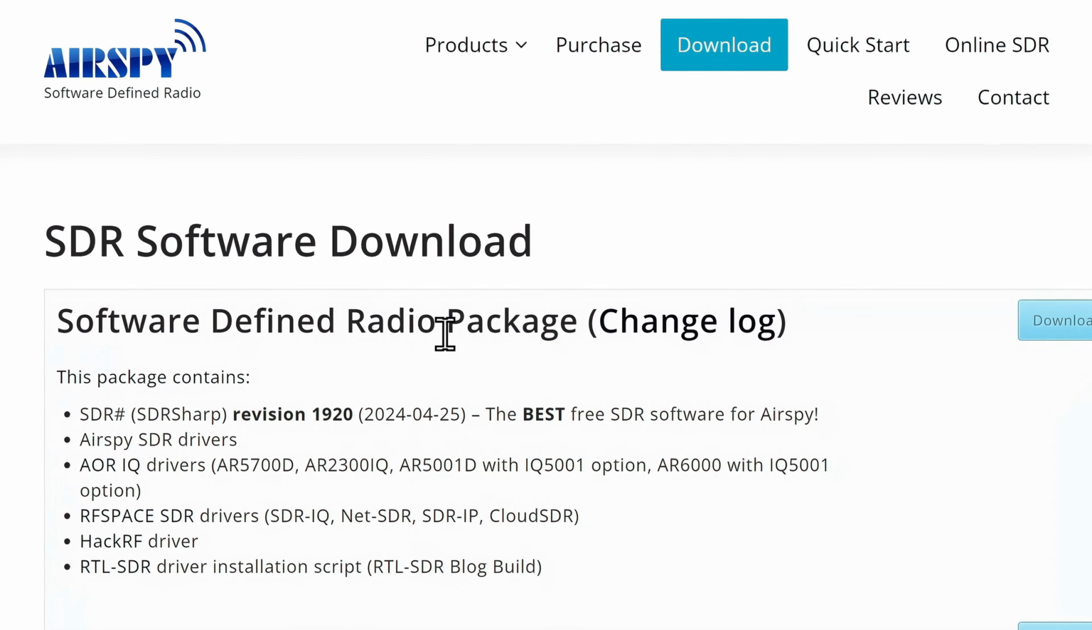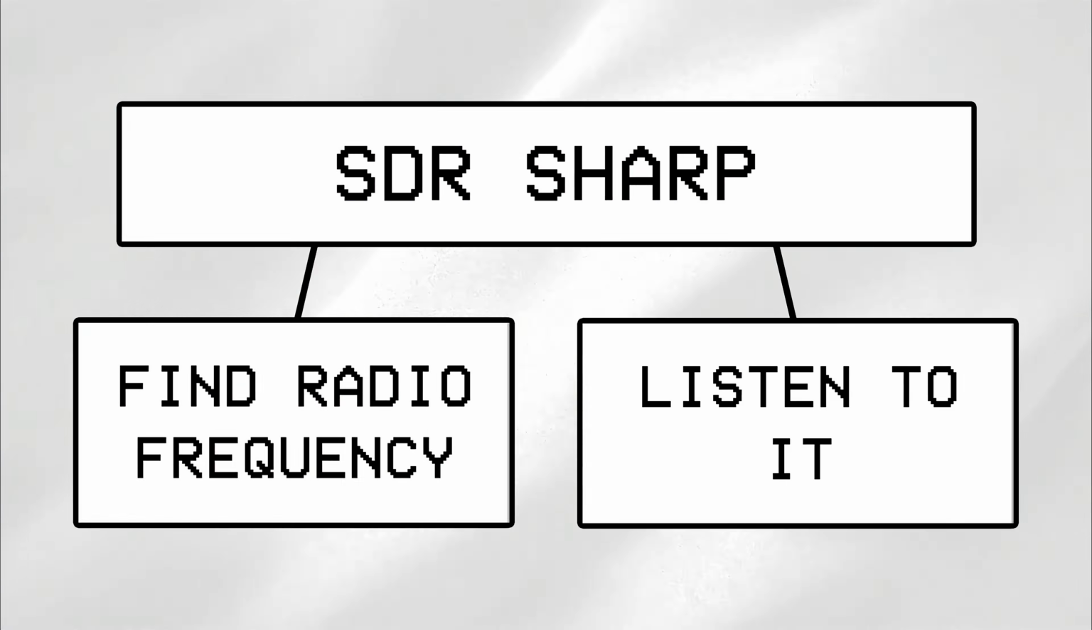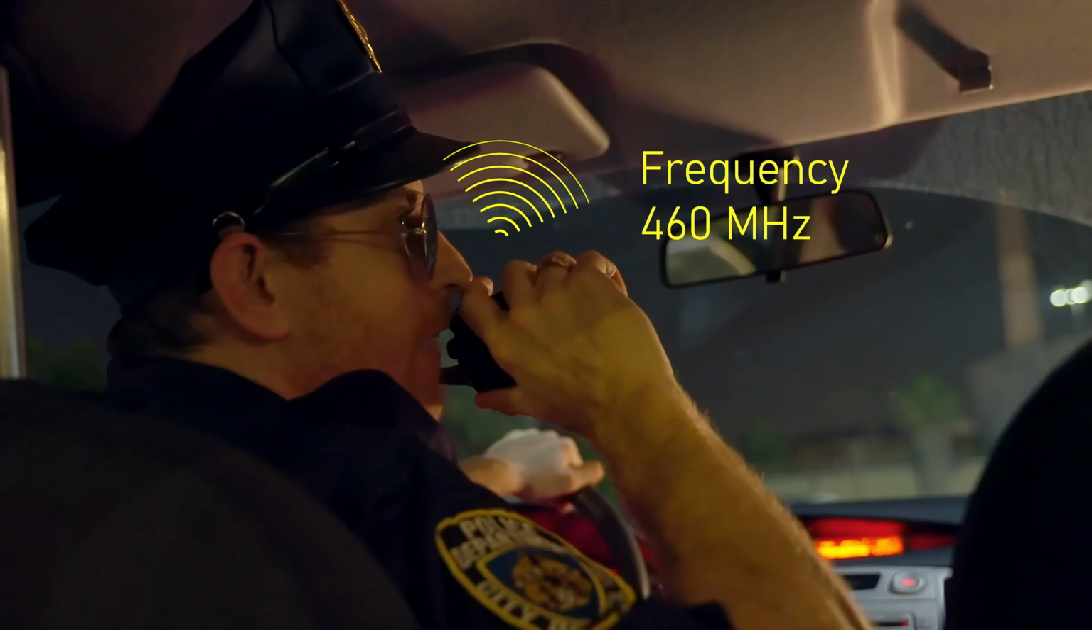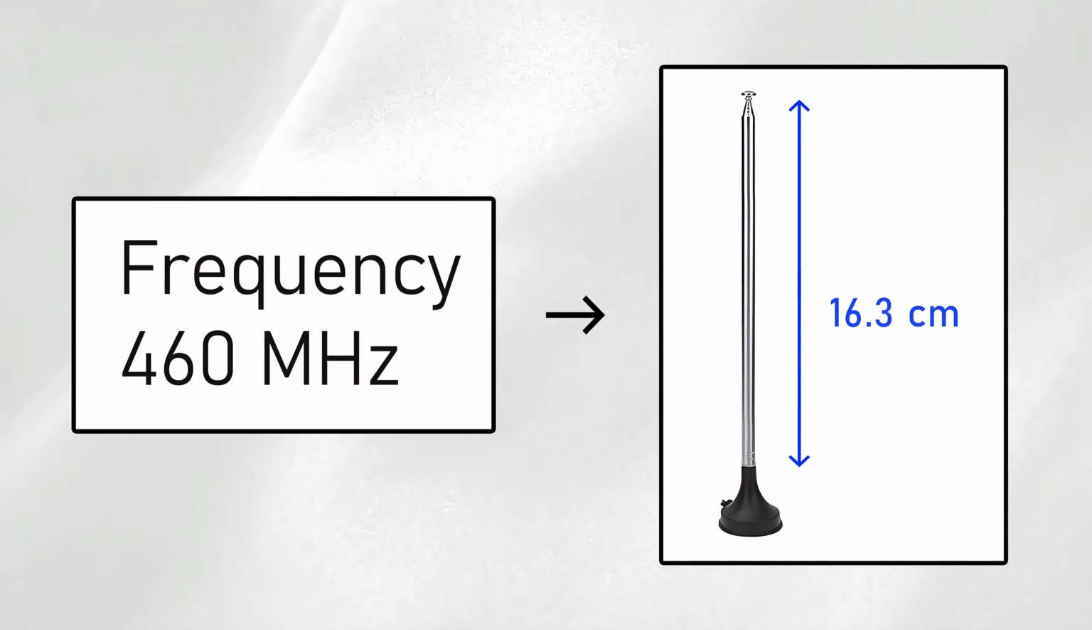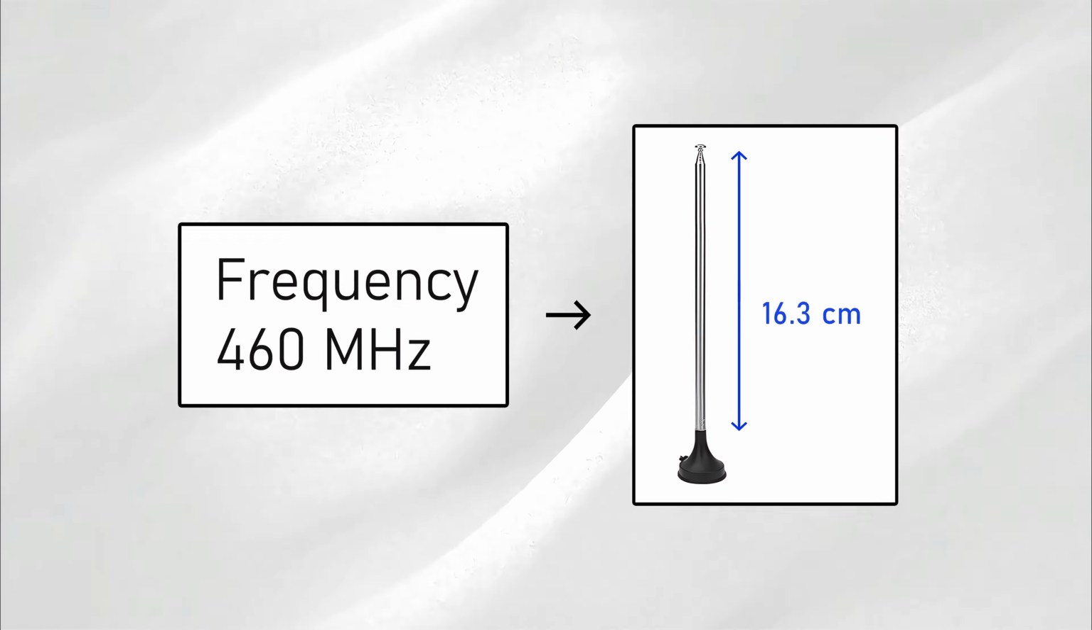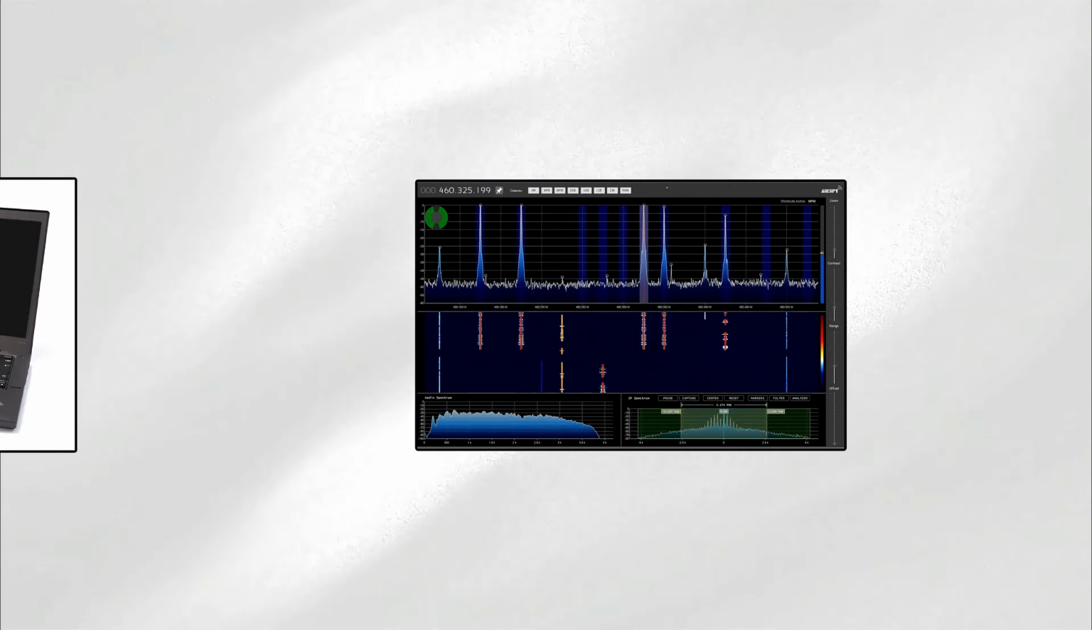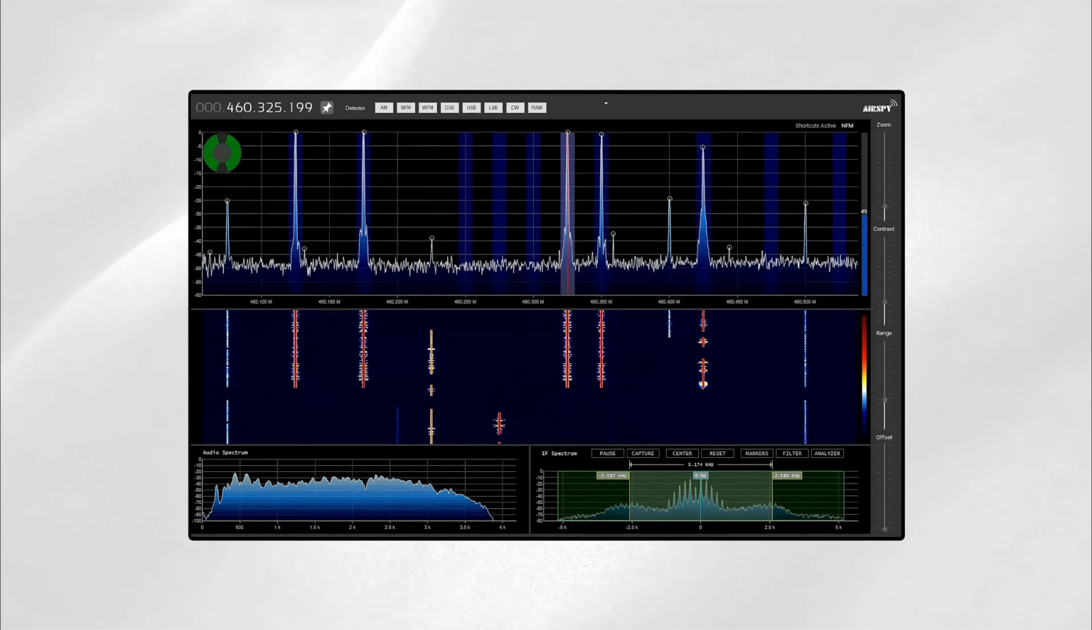SDR Sharp is basically a software that helps in both finding and listening to the radio frequency a target is communicating at. So after a hacker identifies the right frequency, they can simply adjust the RTL-SDR's antenna to match it, plug the dongle into their computer, and open the SDR Sharp software to eavesdrop on their communication.